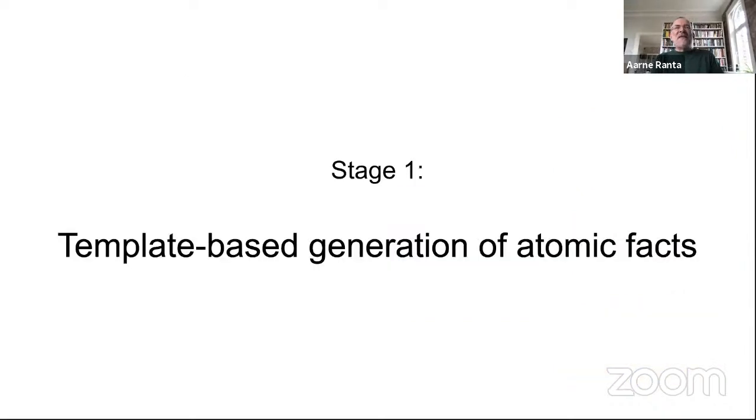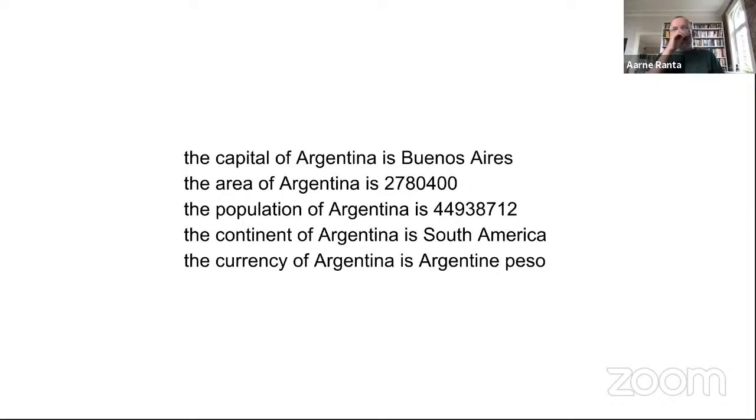So, template-based generation of atomic facts. And the result of the generation looks like this. They always say the attribute of country is value.